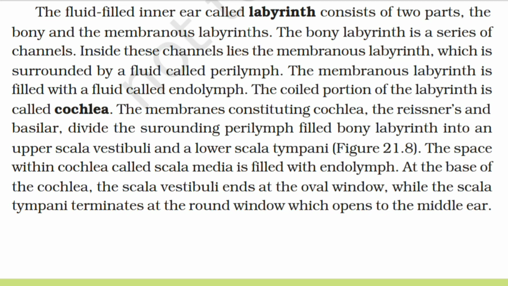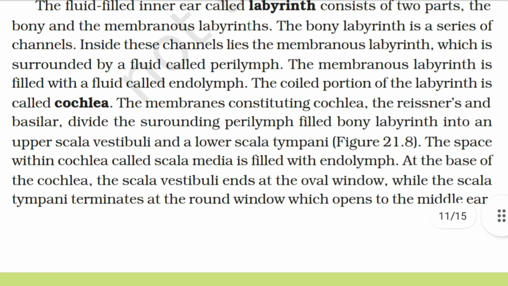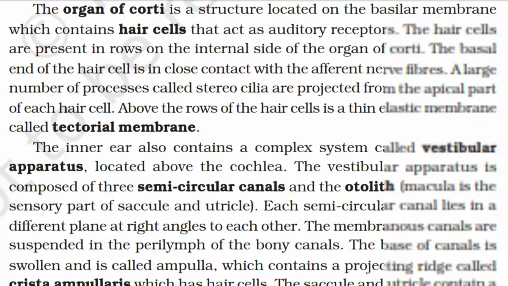The membranes constituting cochlea, the Reissner's and basilar membranes, divide the surrounding perilymph-filled bony labyrinth into an upper scala vestibuli and a lower scala tympani. The space within cochlea called scala media is filled with endolymph. At the base of the cochlea, the scala vestibuli ends at the oval window, while the scala tympani terminates at the round window which opens into the middle ear.